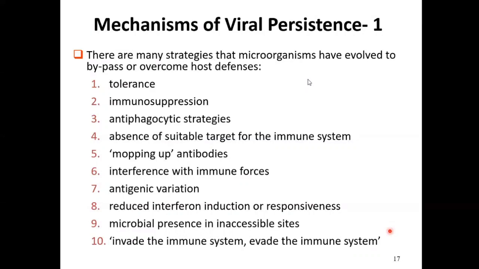Others interfere with the immune response. Sometimes they can do antigenic variation, so they don't remain with the same antigen. They can reduce interferon induction or responsiveness. They can persist in microbial sites that are inaccessible, so they just go in the brain, or in bone marrow, where the immune response will not really reach. They invade the immune system to evade the immune system. They can destroy the immune system themselves, like HIV.